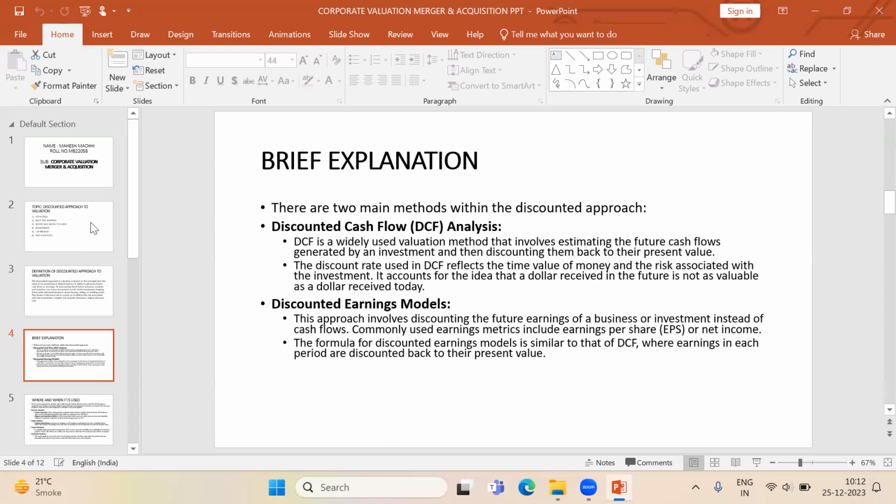Discounted earnings models. This approach involves discounting the future earnings of a business or investment instead of cash flows. Commonly used earnings metrics include earnings per share or net income. The formula for discounted earnings model is similar to that of DCF, where earnings in each period are discounted back to their present value.